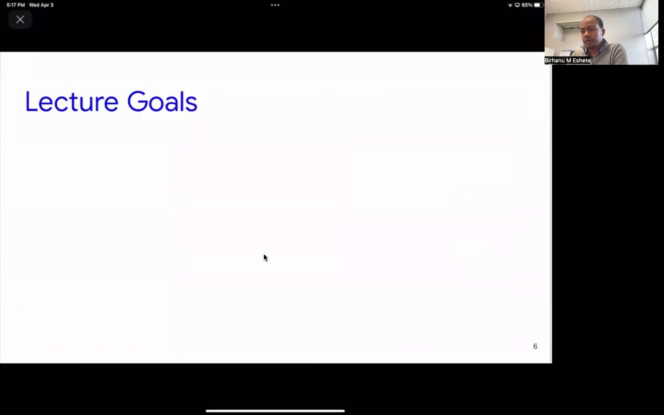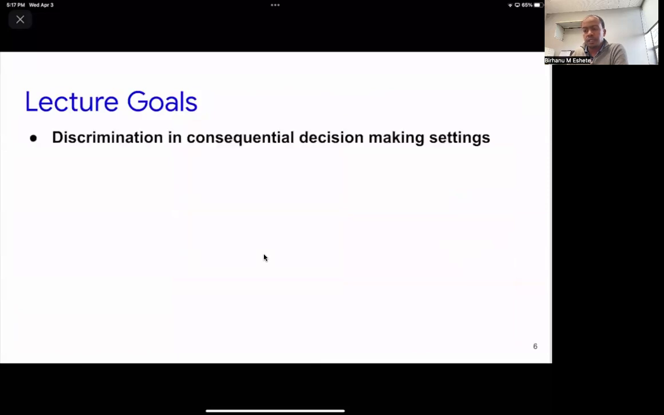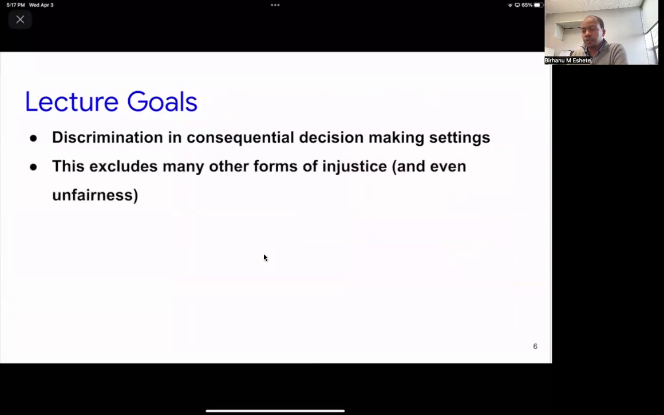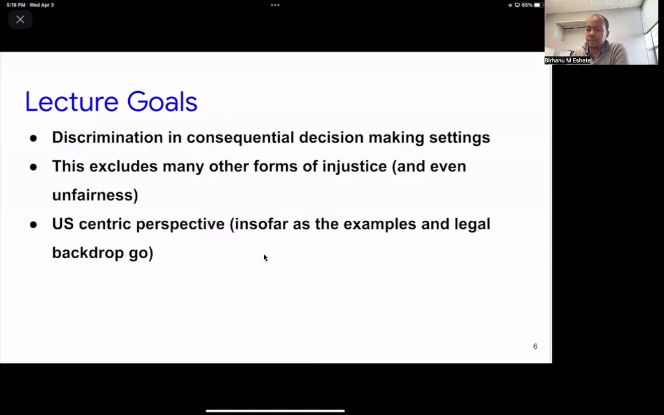So with that preamble, the goals in the lecture are, first, we're going to talk about discrimination being important in consequential decision-making settings. We will definitely not be exhaustive, because fairness is a very broad term. And if we talk about addressing discrimination, it goes well beyond technical solutions. So this lecture definitely excludes many other forms of injustice. Even the very notion of unfairness may not be fully covered, because it's impossible.